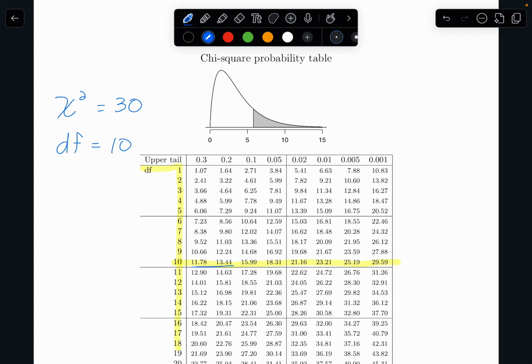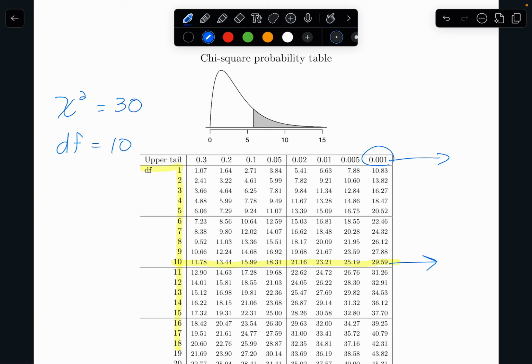Well, it's not between 11 and 13. It's not between 13 and 15. It's not between 15 and 18. Not here, not here, not here, and not here. If I imagine where 30 lives in relation to these numbers, well, it's bigger than 29.59, which means it must live somewhere over here. It lives somewhere to the right of that 29.59. So what I need to do then is to imagine if I was to continue these p-values over here, these areas above, what would that look like?